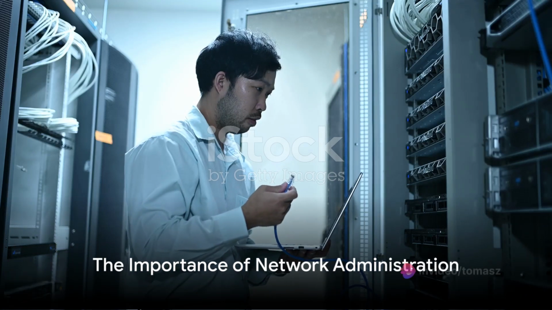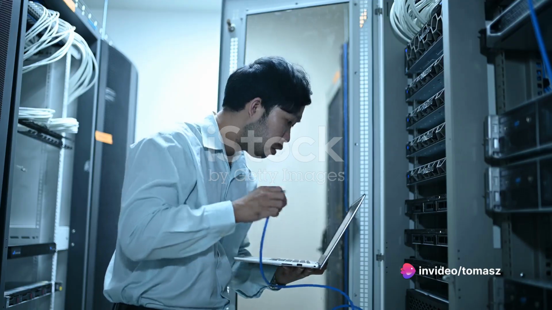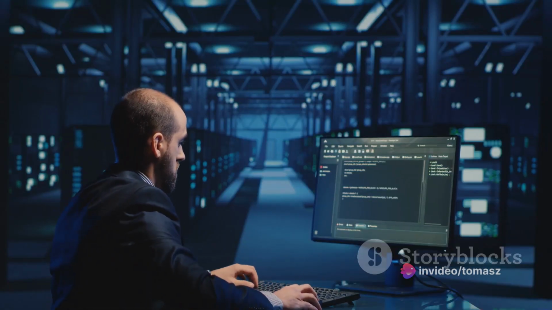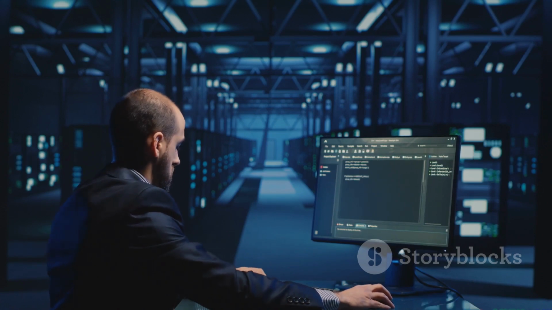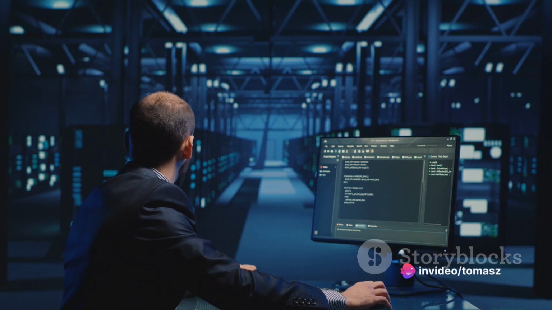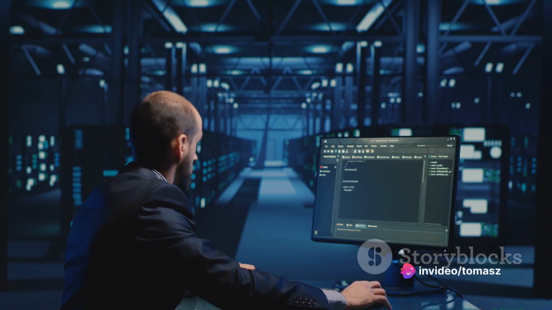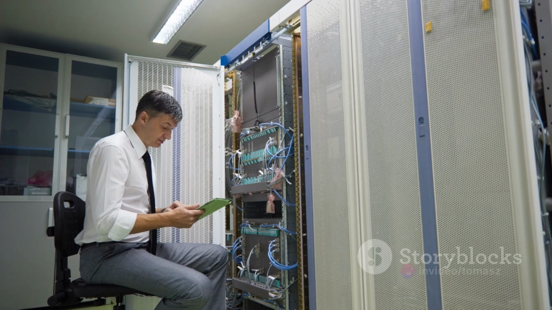Have you ever wondered how crucial network administration is in our digitally connected world? Well, let's dive into that. Network administration, in its simplest form, is the management and maintenance of computer networks. It's like the silent conductor, orchestrating a symphony of data transmission, ensuring that every note, or in this case, every packet of data, hits just the right spot.